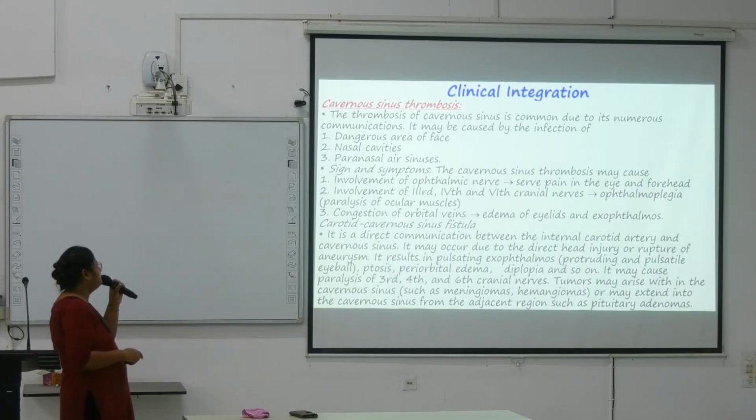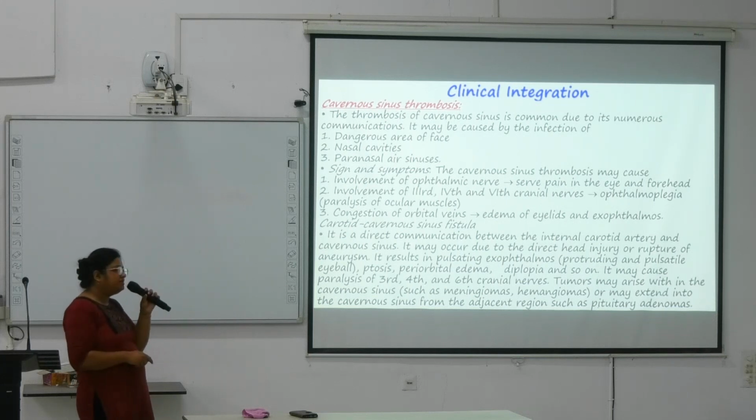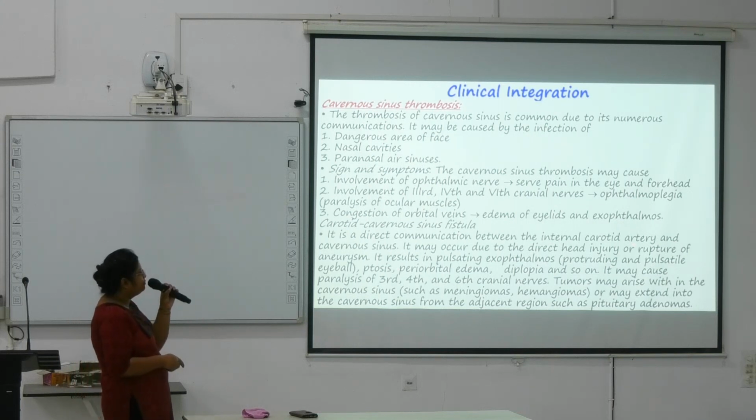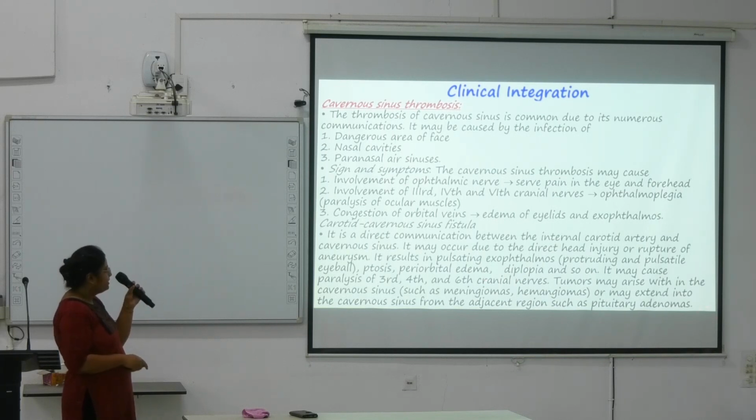Next clinical aspect is carotid cavernous sinus fistula. Direct communication between the internal carotid artery and the cavernous sinus may occur due to trauma or rupture of an aneurysm. Results in pulsating exophthalmos, protruding and congested eyeball, ptosis, periorbital edema, variable involvement of third, fourth and sixth cranial nerves, diplopia and so on.